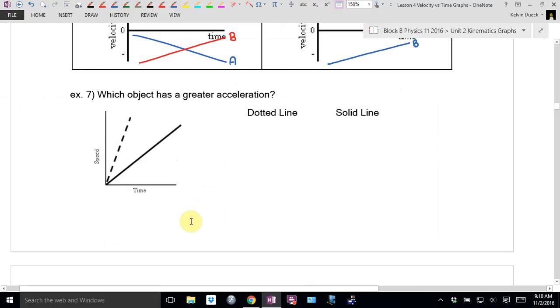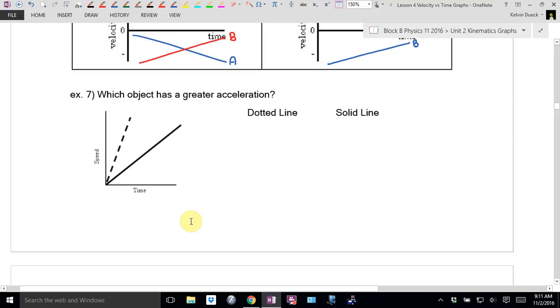All right. Example 7 asks, which object has a greater acceleration? Stop. What kind of a graph is this? I better read. Oh, speed versus time. Because if it was distance versus time, where does acceleration show up on that? Not directly. You got to do some thinking. But speed versus time. Okay. Which object has a greater acceleration, the dotted line or the solid line?